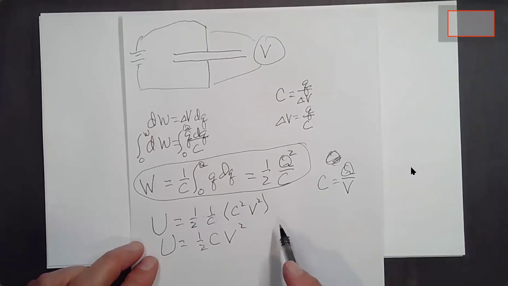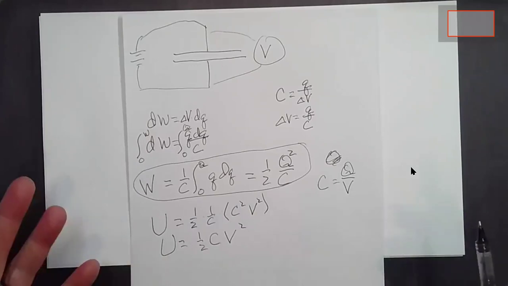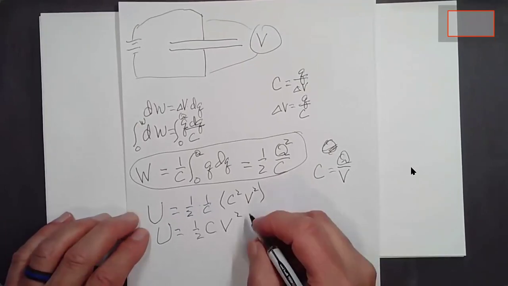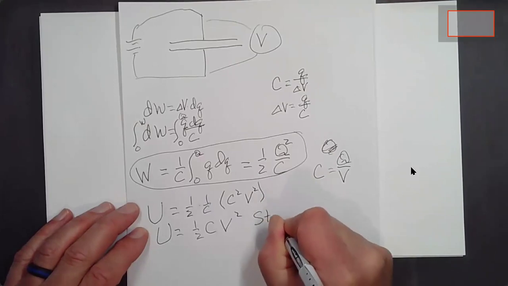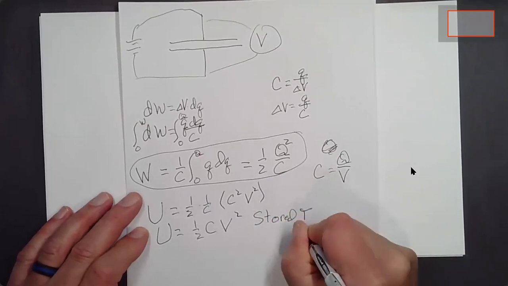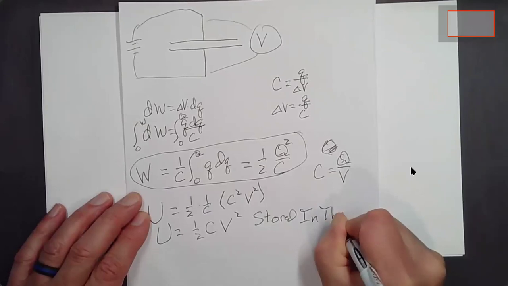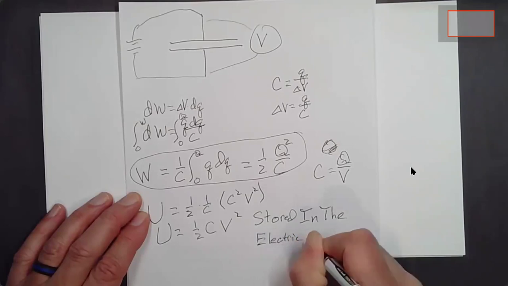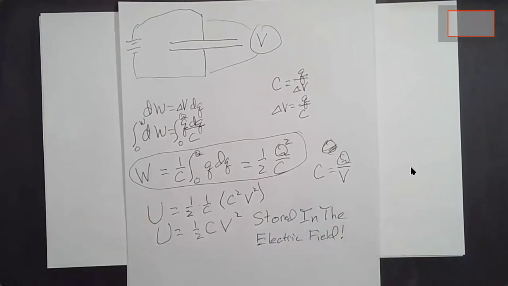So where is the energy stored? Turns out it's stored in the electric field. That's kind of amazing. In the electric field. An electric field, just by existing, has energy stored in it. Turns out a magnetic field does too.